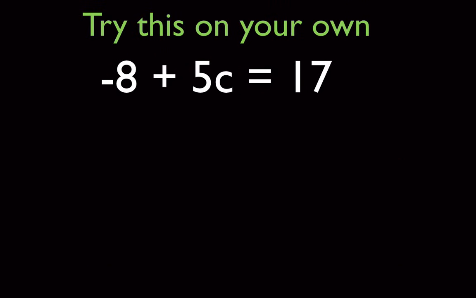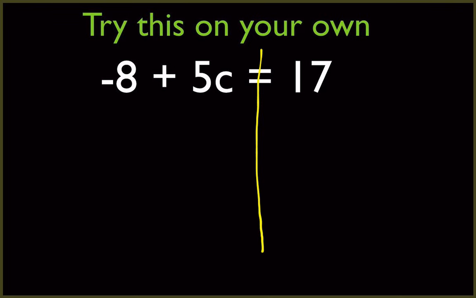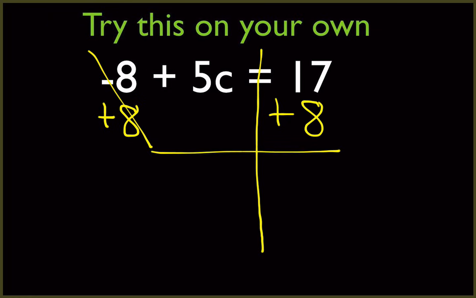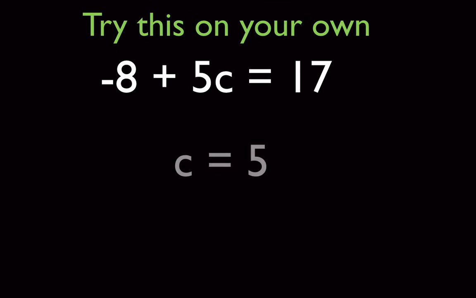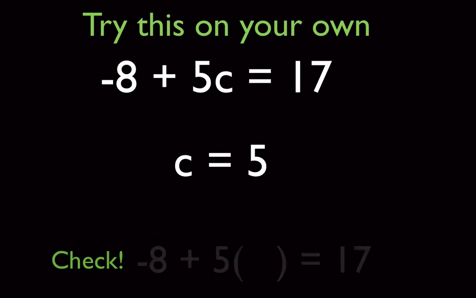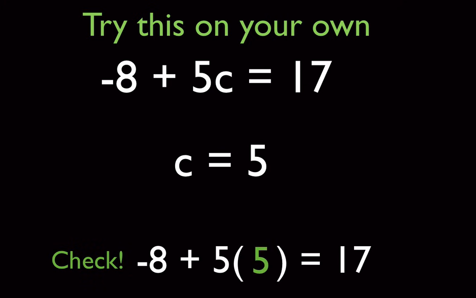All right, I'm going to go ahead and solve this one more straightforward way. I'm going to draw my line, do the opposite of minus 8, which is to add 8 to both sides. Okay, that's going to give me 25 on the right side. Bring down my 5c. Dividing by 5 on each side, I get c equals 5. And checking my answer, I'm going to get negative 8 plus 25, which is 17.